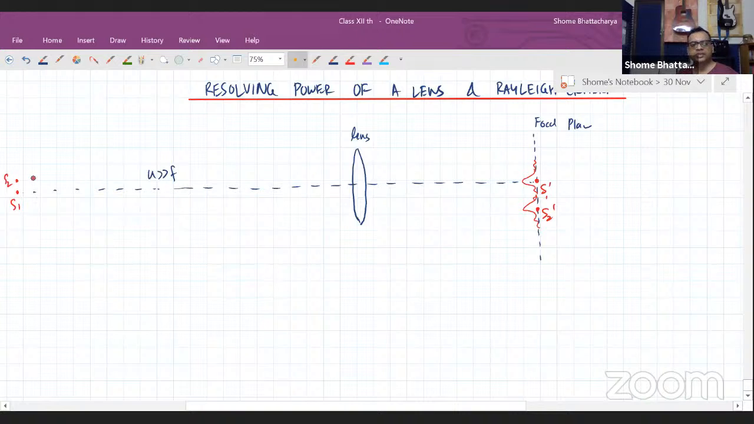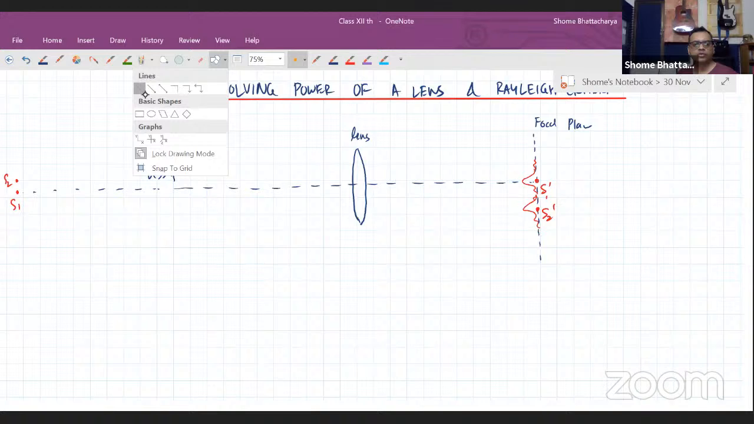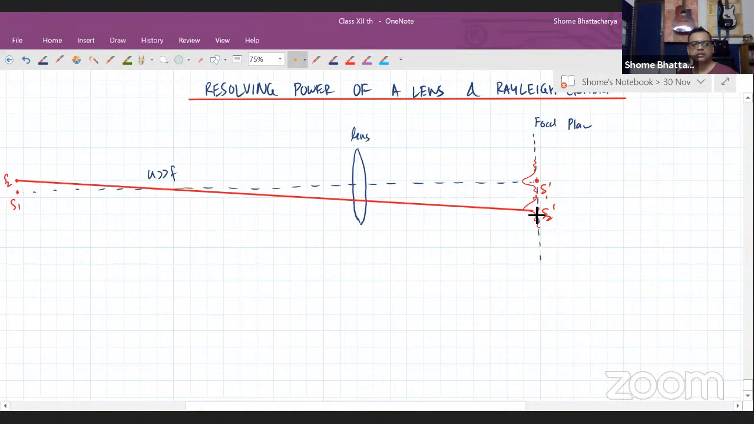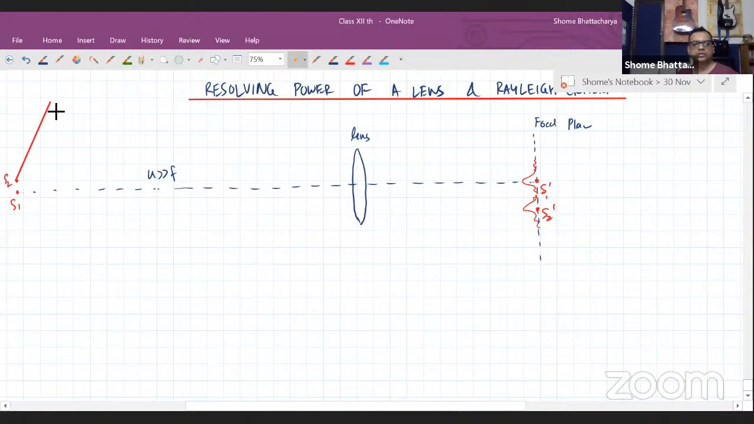So for the two images to be distinct, the rings should not overlap with each other. Otherwise, you will not be able to resolve the two images properly. Okay, so just a second. I'll make an approximate diagram here.